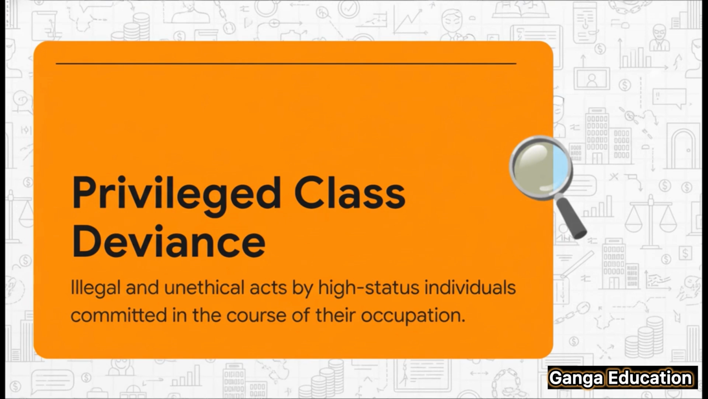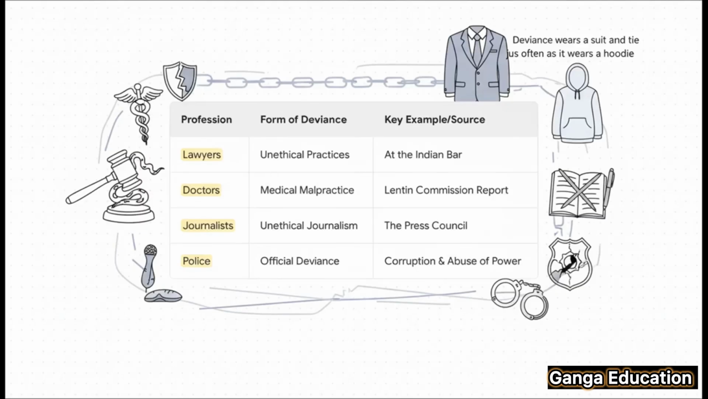Okay, so what does this fancy term actually mean? Put simply, we're talking about illegal and unethical stuff done by people who are supposed to be respectable, usually as part of their job. Think white-collar crime, corruption, professional misconduct. These are the crimes that often hide in plain sight, and believe me, they can cause way more damage than a simple theft. And this chart just lays it all out, clear as day. This isn't some abstract idea.